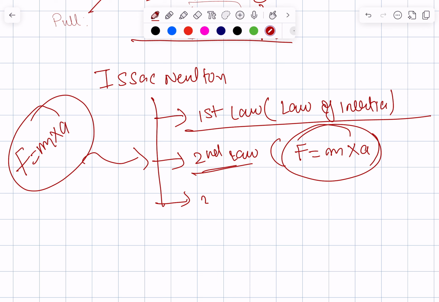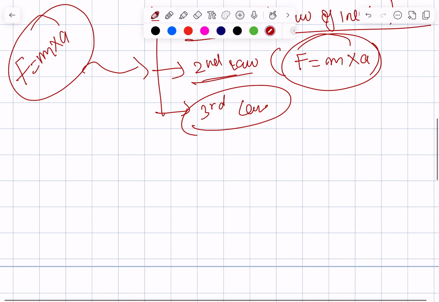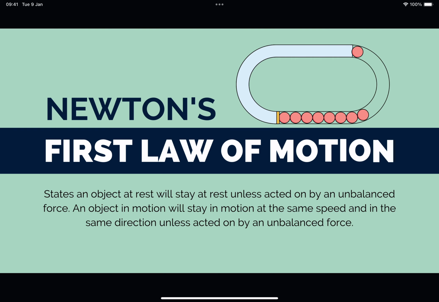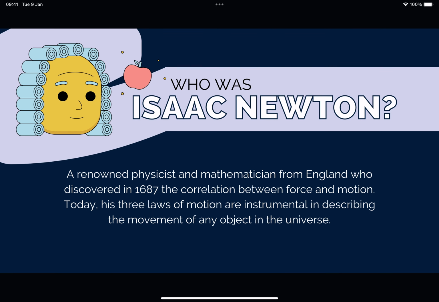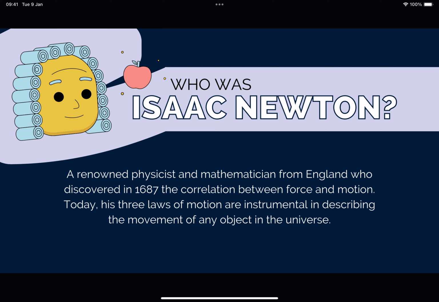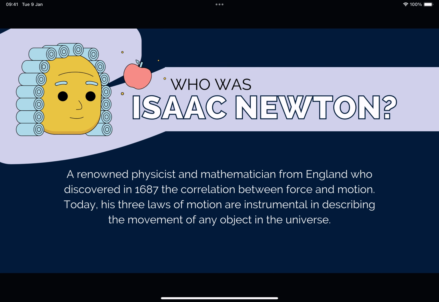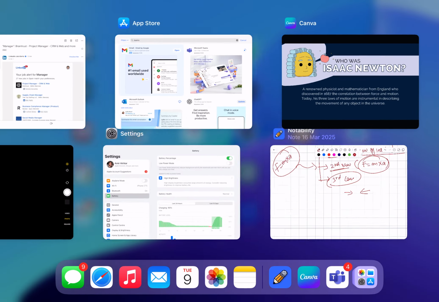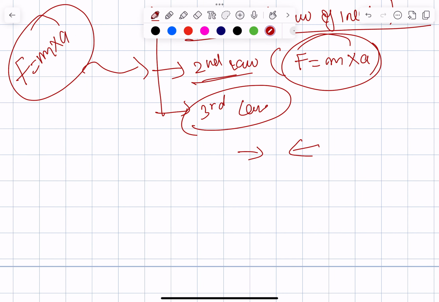Third, we have the third law, which simply says that every action has an equal and opposite reaction. It even applies in a psychological sense. Whenever someone speaks bad to me, eventually I speak bad to that guy. When someone speaks good to me, eventually I speak good to that guy as well. But that is not what Newton meant. Newton meant that whenever I'm applying a force, I will show you with the example of a diagram now.